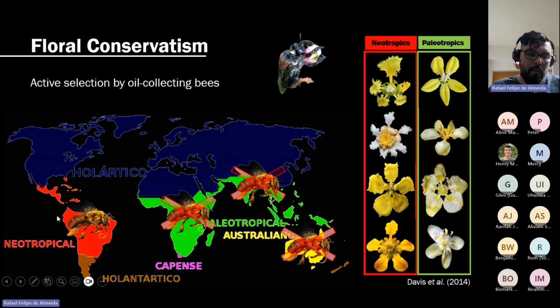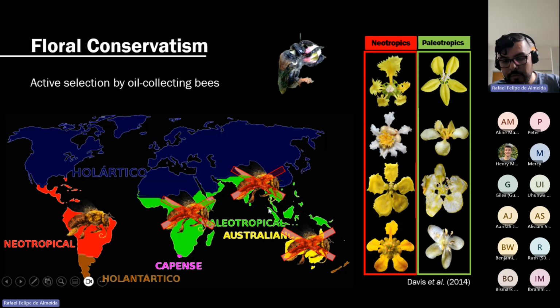In Neotropical Malpighiaceae, all species are pollinated by oil collecting bees from different genera and groups within bees. And the interesting thing is that only in the neotropical region of the world we can find these oil collecting bees from these specific groups and genera. So that's why they have this specific coevolution with Malpighiaceae in the neotropical region of the world.